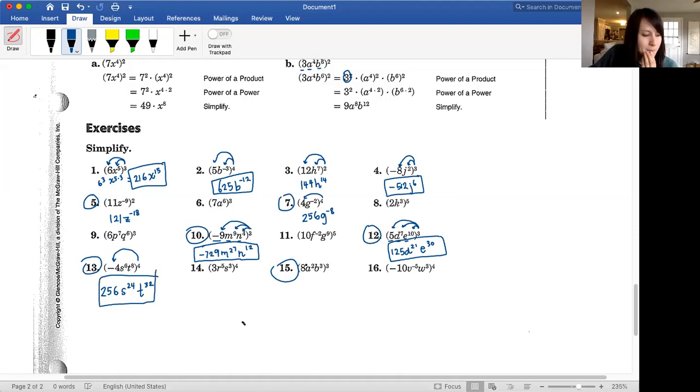Okay, this one, 8 to the third power is 512, a to the sixth, and then b to the ninth. And that's it. Okay, so that's mainly what you're doing there. So the big thing is getting the rules straight, right?